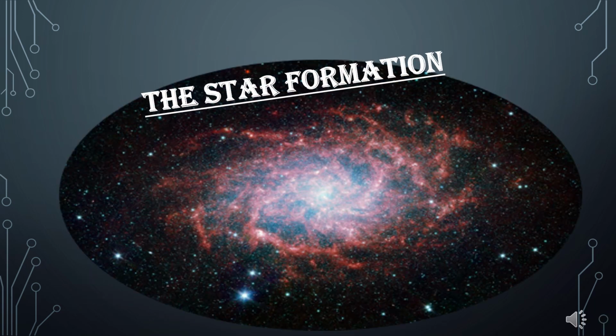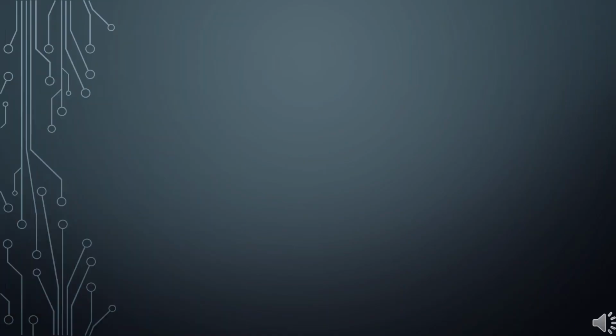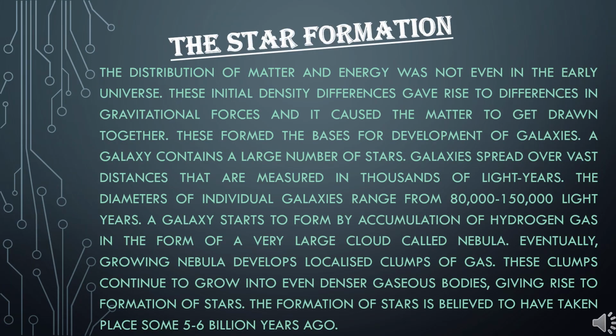The star formation. The distribution of matter and energy was not even in the early universe. These initial density differences gave rise to differences in gravitational forces and it caused the matter to get drawn together. These formed the basis for development of galaxies. A galaxy contains a large number of stars. Galaxies spread over vast distances that are measured in thousands of light-years. The diameters of individual galaxies range from 80,000 to 150,000 light-years.